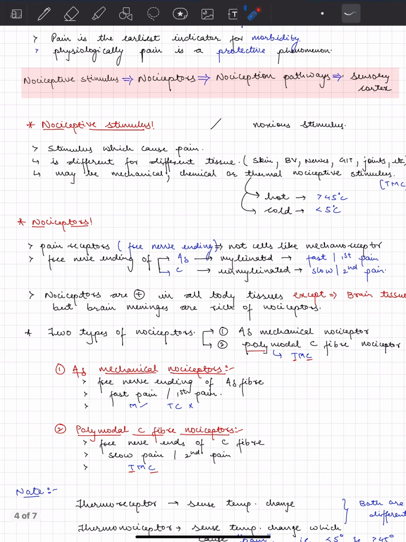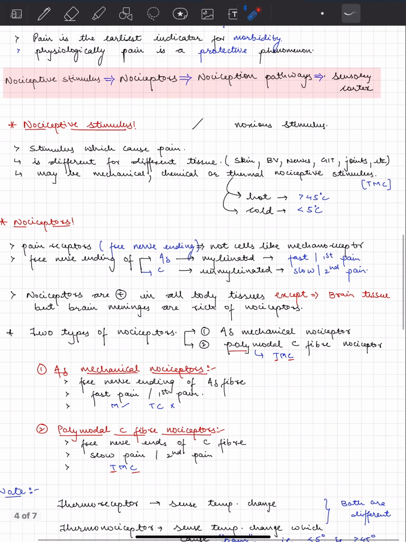And the nociceptive stimulus is different for different tissues. For the skin, it is pricking, cutting, burning. They are the nociceptive stimuli for the skin. But for the blood vessels, it is piercing of the artery and vein by a needle, thrombosis, and excessive pulsation of the artery. For the nerves, it is compression of the nerves. For the GIT, it is inflammation of the mucosa, and distension or spasm of the smooth muscles. For the joints, it is inflammation of the synovial membrane. So the nociceptive stimulus is different for different tissues.